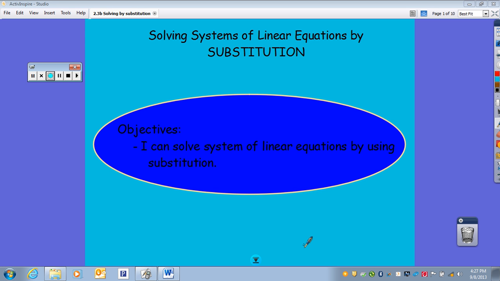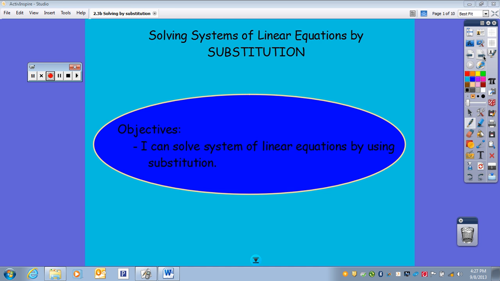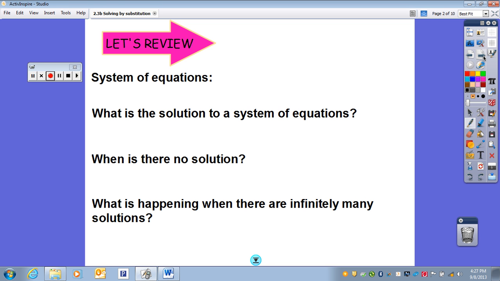In this lesson, we are solving systems of linear equations by using the method of substitution. Our objective is that we can solve the system by using substitution. Let's review a system of equations.